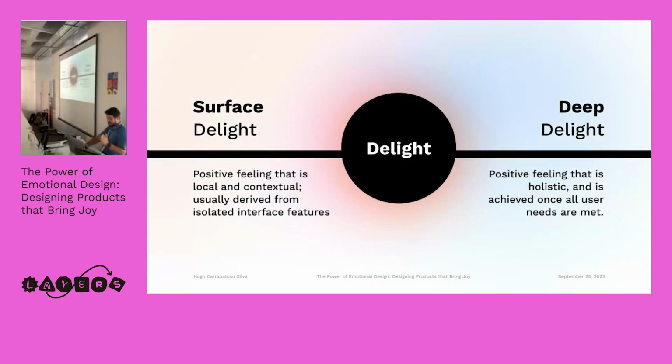So surface delight is like a positive feeling. It's pretty contextual, and it could be using isolated screens, for example, if you are talking about digital products. And deep delight is a positive feeling, but it's more holistic. It should be achieved in all user needs. So we need to check that all the user needs are considered for deep delight. So it's not visual. It's not just a feeling. It's more than that.